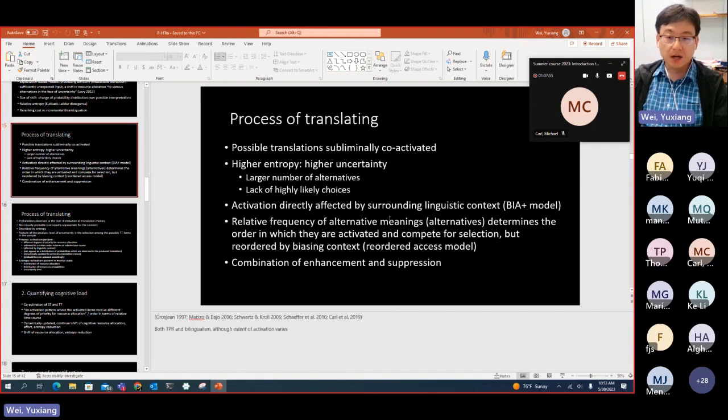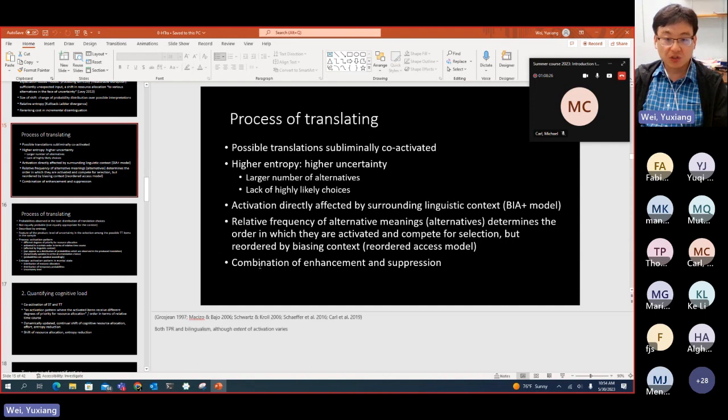And there is another model which is called the reordered access model, which argues that the relative frequency of alternative meanings determines the order in which they are activated and compete for selection. But this order can be changed by a bias in context. So these alternatives are not activated at the same time, but there is a relative speed by which these are activated.